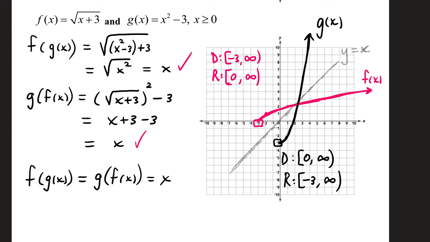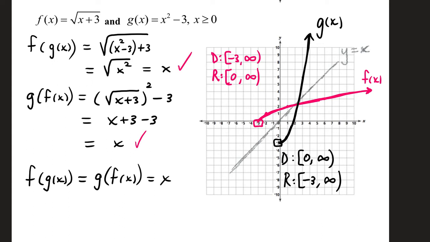Let's start with the first composition, f composed of g. We're going to take function g and substitute it into function f. So x squared minus 3 will go right here, giving us square root of x squared minus 3 plus 3. The 3's cancel. Square root of x squared is x. Technically, it's the absolute value of x, but we're not going to worry about that.